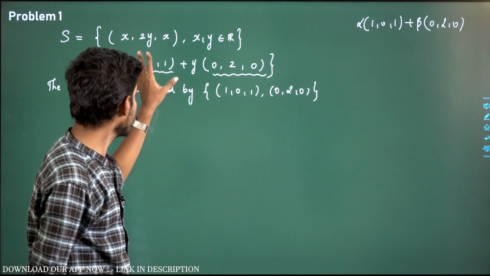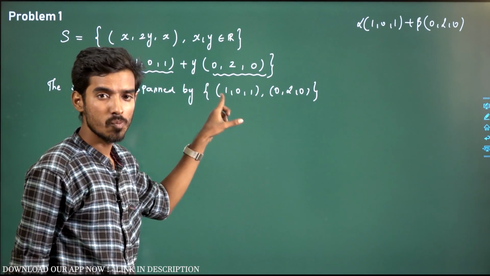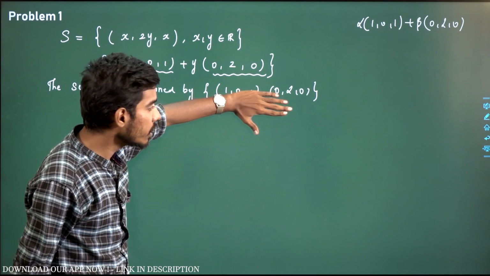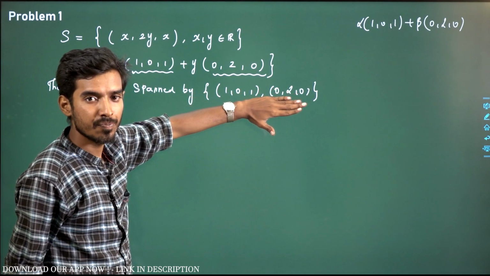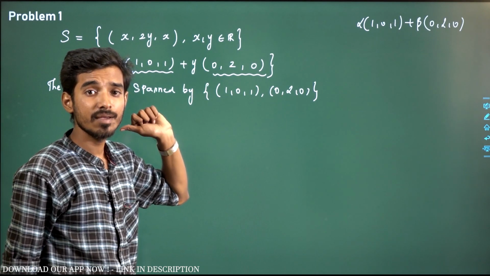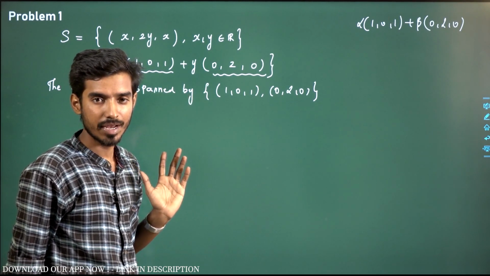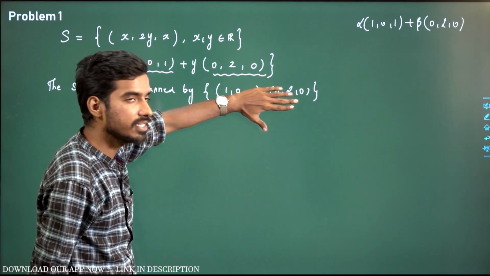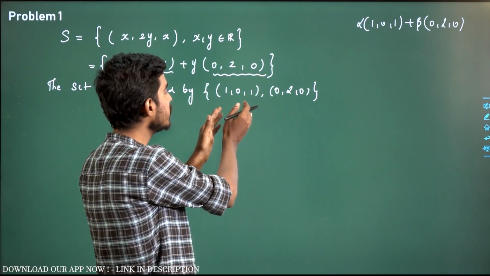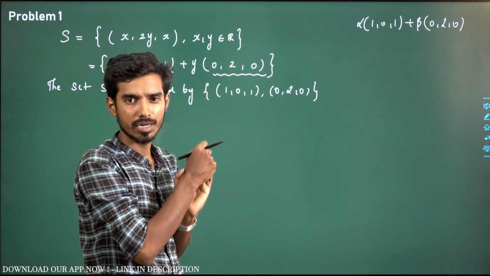Now we have said that this set S is spanned by these two vectors. If I say these two are linearly independent, I can say that this is a basis. That is, this set is a basis, right? So we will now show that these two are linearly independent.